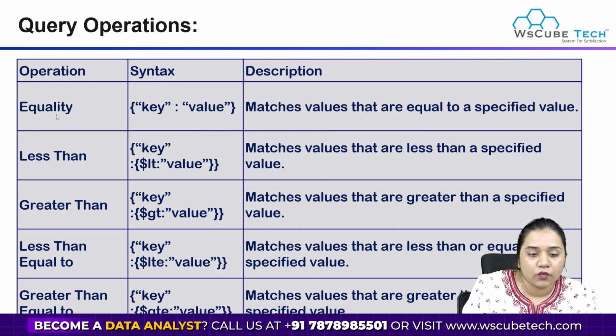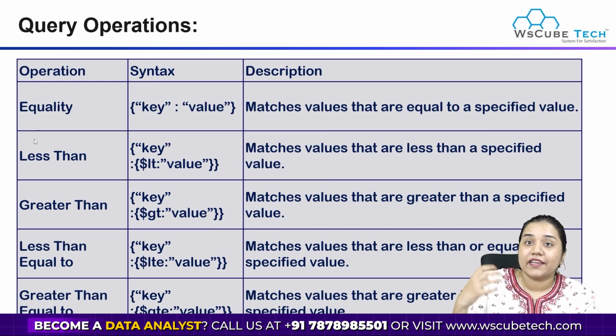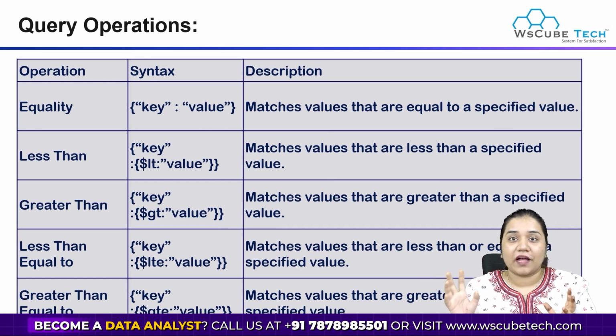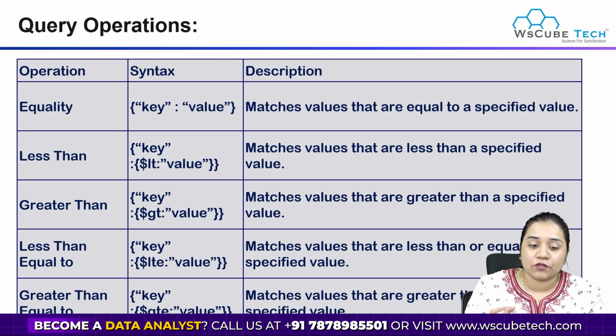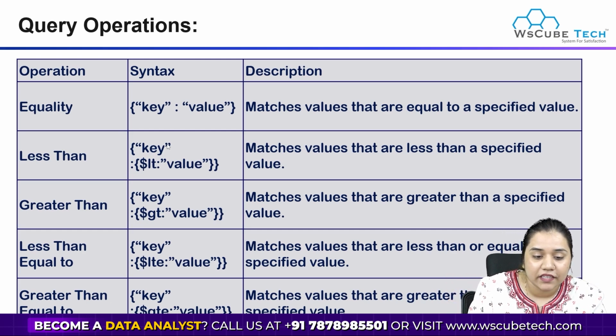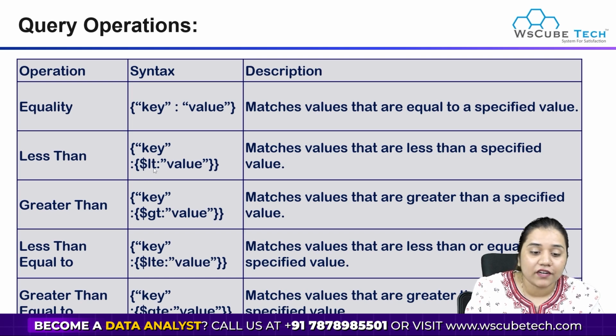First of all, we have equality. For equality, we directly write the key and the value. If you want to find the less than value, for example, you have given marks, and I want to find less than those marks, in that case I'll be using the key, and then in the value I'll be using another key, that is dollar less than.